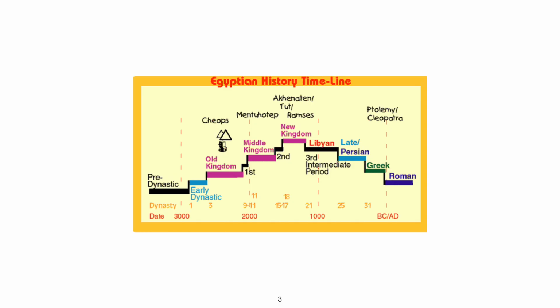Then about 350 years later, the Roman period began, when Mark Antony and Cleopatra VII were defeated in 31 BCE at the Battle of Actium. Queen Cleopatra VII was the last Egyptian pharaoh.